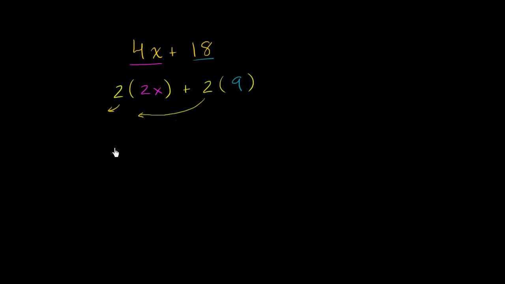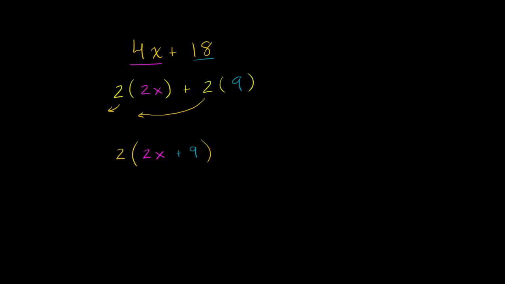And so this is going to be 2 times 2x plus 9. And if you wanted to multiply this out, it would be 2 times 2x plus 2 times 9. It would be exactly this, which you would simplify as this right up here. So there we have it. We have written this as the product of two expressions, 2 times 2x plus 9.